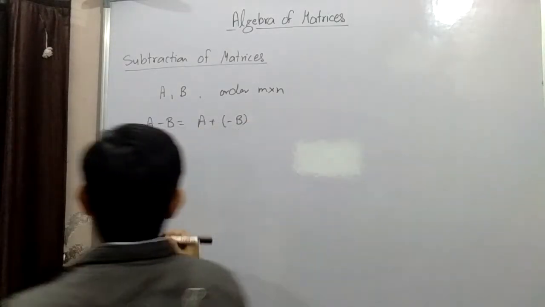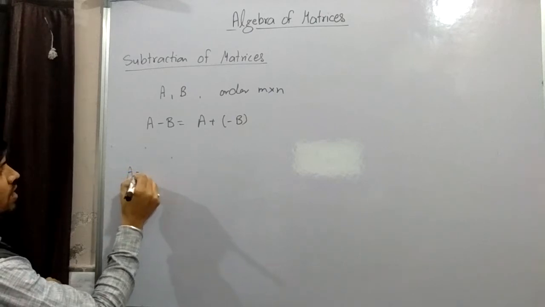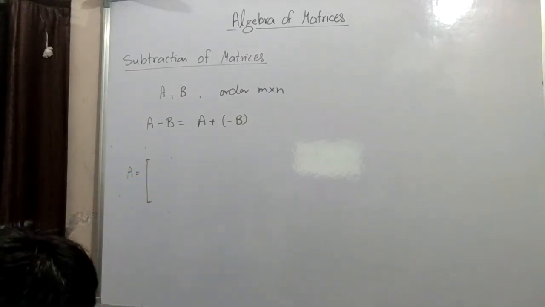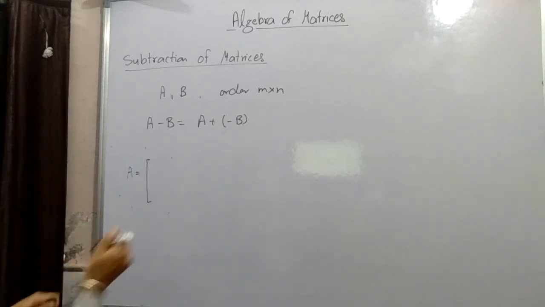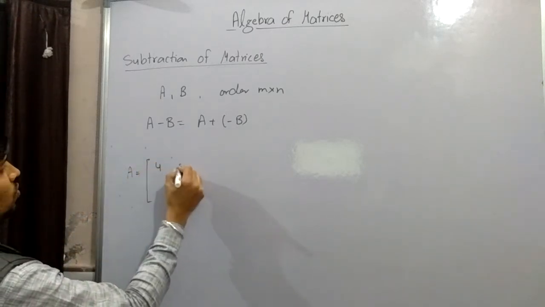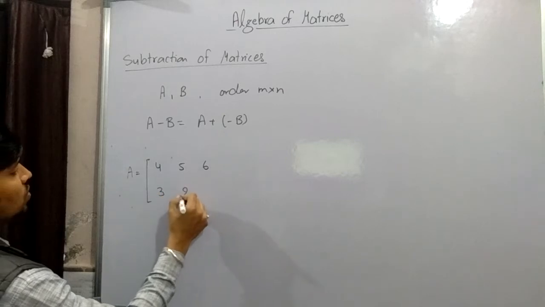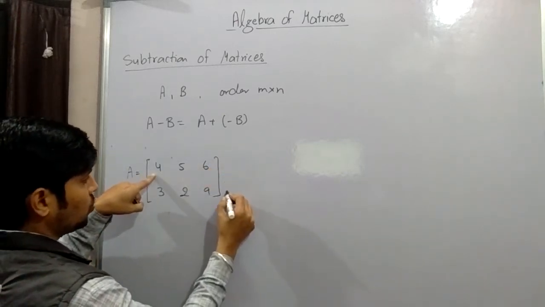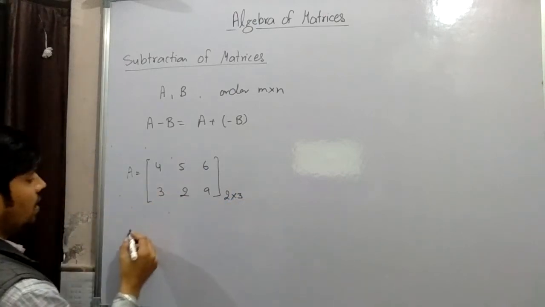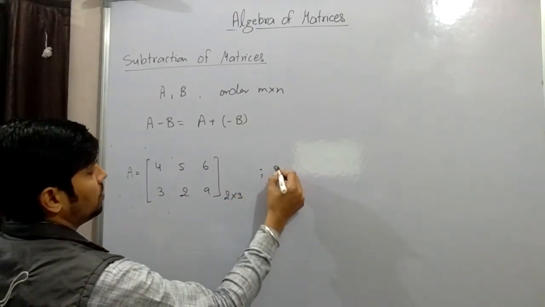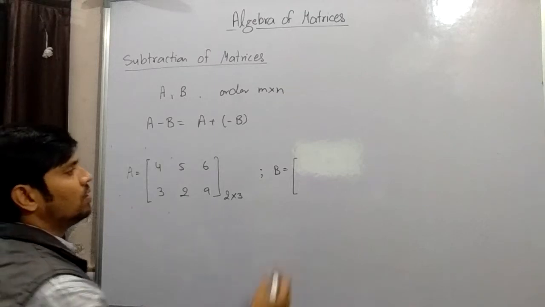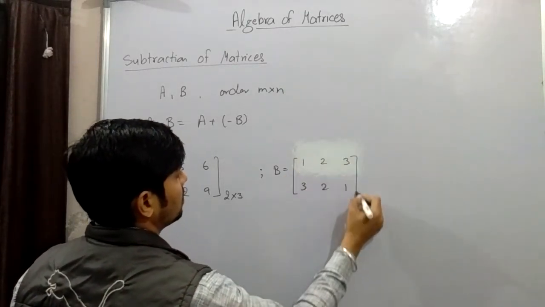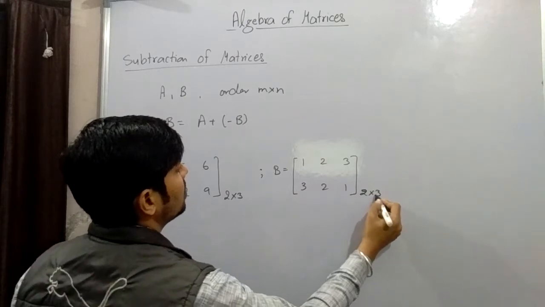The example we can take: let us suppose A is a matrix like 4, 5, 6, 3, 2, 9. The order, we know, is 2 rows and 3 columns, 2 cross 3. The other matrix B, let us suppose, is 1, 2, 3, 3, 2, 1. Its order is again 2 cross 3.